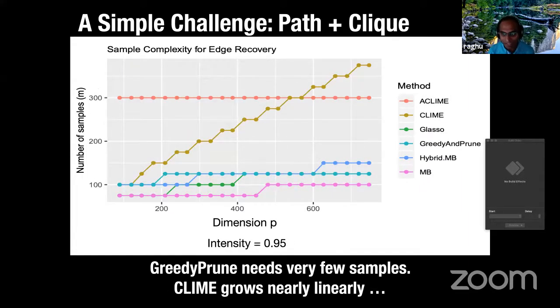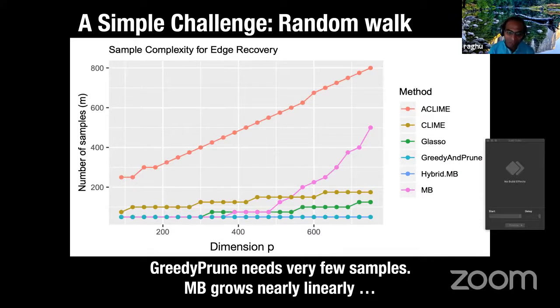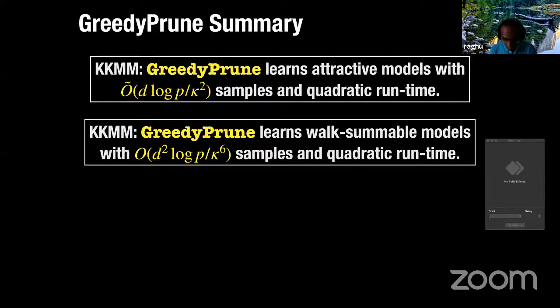So if you go back here, it seems like maybe Glasso is doing very well, and maybe it's just a shortcoming of the analysis. But if you tweak the intensity on the 4x4 cliques, you start seeing that Glasso now starts growing linearly with the dimension, whereas greedy prune still remains flat. And there's one algorithm, the Meinshausen-Bühlmann MB algorithm, that I haven't specified before. It seems to be doing well, but now if you change the intensity again, that starts growing linearly, whereas greedy prune stays flat. So in summary, for the simple challenge, greedy prune, across various values of the intensity, stays nearly flat and has logarithmic sample complexity, whereas the other methods need linear sample complexity to recover the underlying graph.